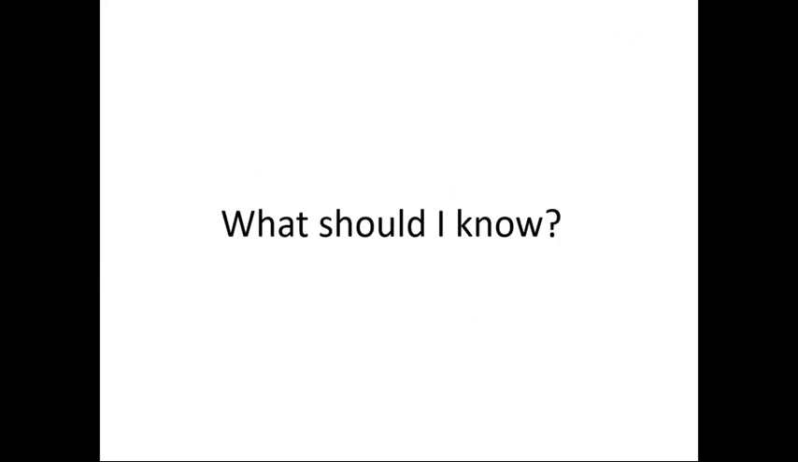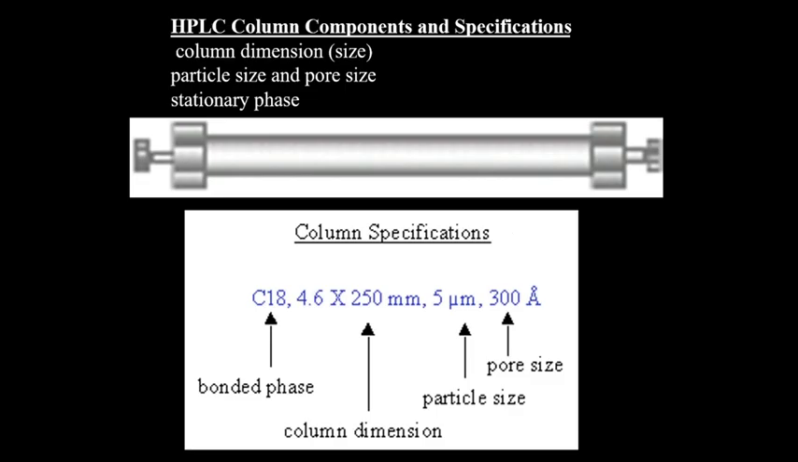So now that you know about the mobile phases, what else should you know for HPLC before optimizing or before starting an experiment? You need to know and understand the column. Which column are you going to use? What is the size of the column? What is the diameter of the column? What is the particle size? And what is the pore size of the particles that you are going to use? It is very important to know this about the column, and all this information will be printed on the column.